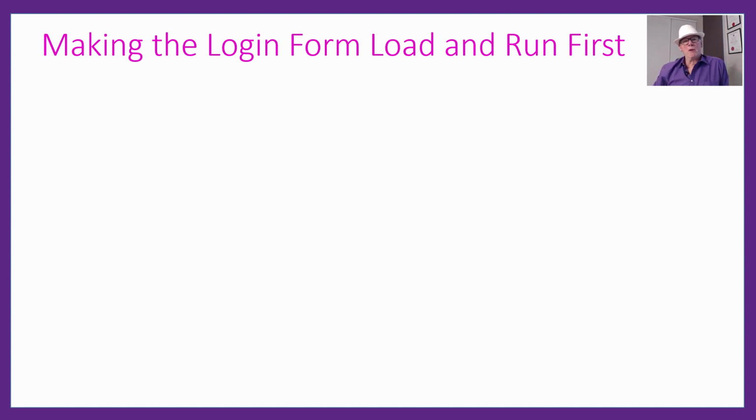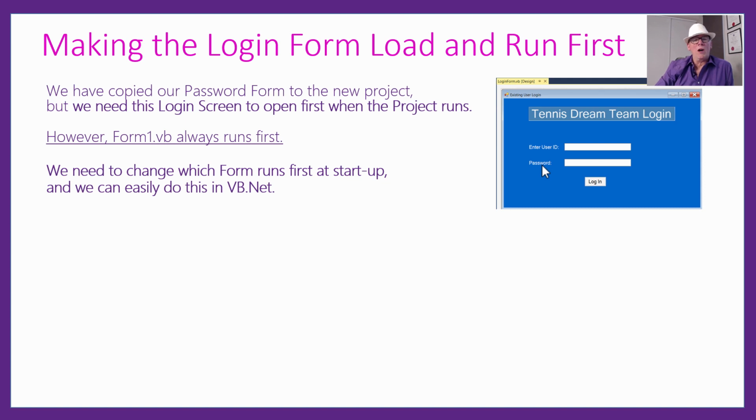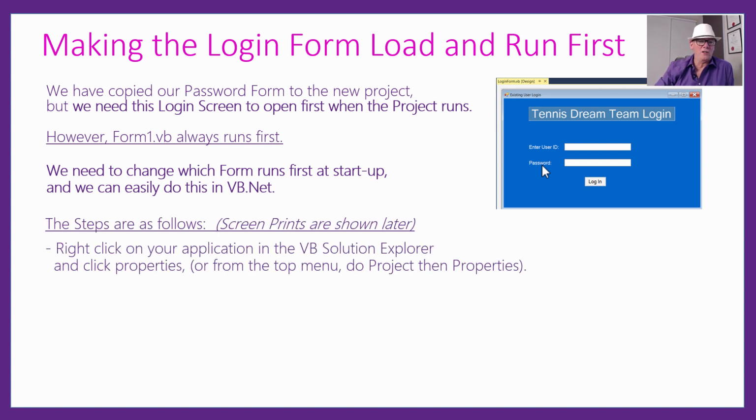All right, so we've got that brand new login form copied across, but the trouble is that our Form1 in that new project keeps opening up first, and we actually want this login screen to open up first because we want that to be the front of our app, that they have to log in before they can go anywhere inside the application and see any of the other forms or do anything. But Form1.vb from that new project that was automatically made by VB.net is going to run first at startup. So that's a problem. How do we get the login form that we copied across to run first? And it's actually fairly easily fixed, as you'll see in these screen prints.